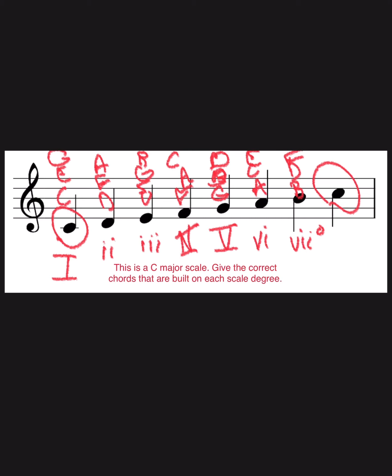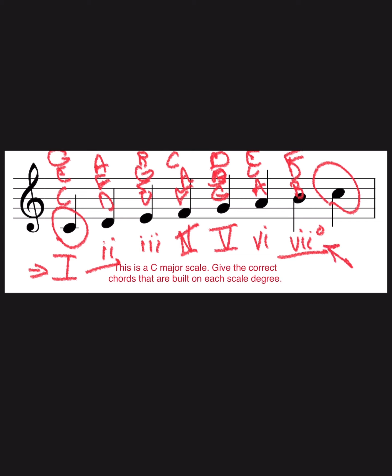Now you'll notice when I wrote the Roman numerals, some of them are big, some of them are small. This seven chord here has a little circle next to it. This ends up being the quality of the chord. So with the capital Roman numeral, that means it's a major chord. The lowercase Roman numeral, that means it's a minor chord. And then the circle here on the seven chord, that's a diminished chord.